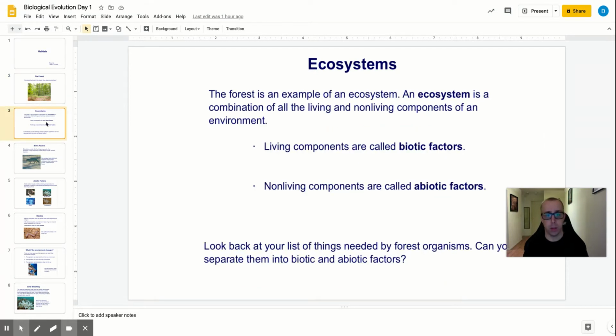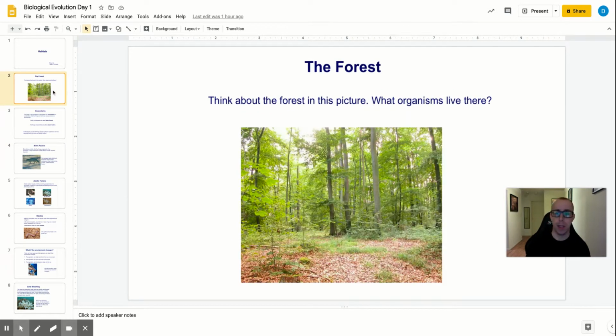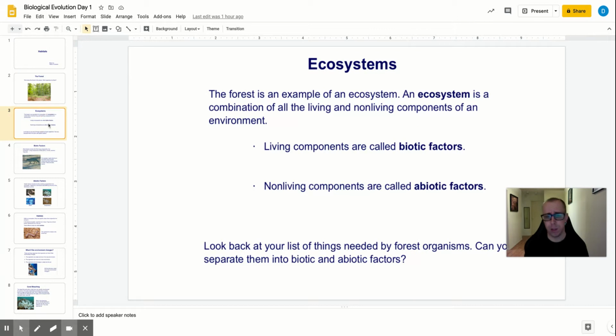So ecosystems, okay, the forest is an example of an ecosystem. An ecosystem is a combination of all the living things and non-living things of an environment. So it's not just the living things. If we go back here, some non-living things are dirt, the soil, okay, the branches that have fallen off or the dead leaves, they're no longer living. So we're going to talk about the difference between the living and the non-living things here.